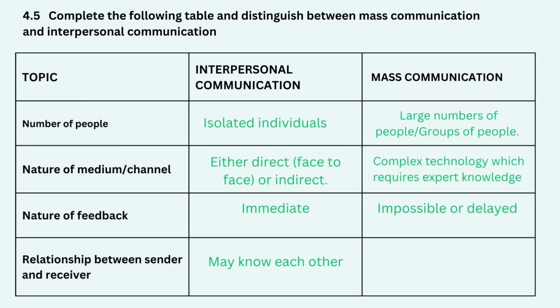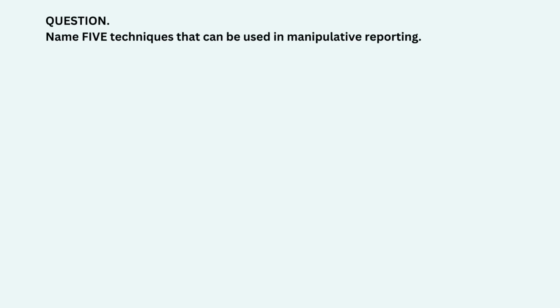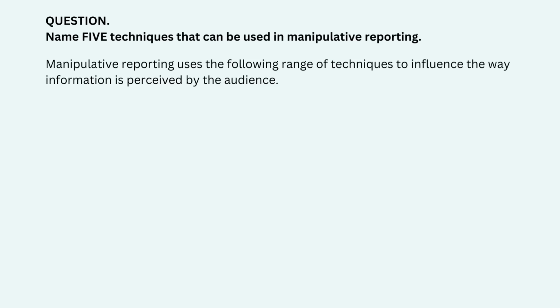4. The relationship between sender and receiver. In interpersonal communication, the sender and receiver may know each other as the communication is personal, often involving a level of familiarity and two-way interaction. However, in mass communication, the sender and receiver generally do not know each other, making the communication typically impersonal and one-directional.